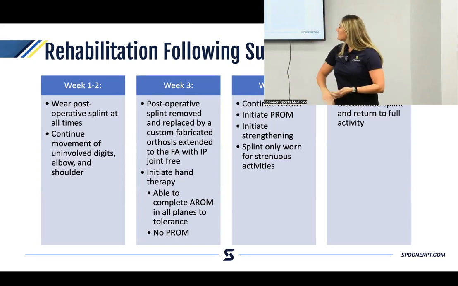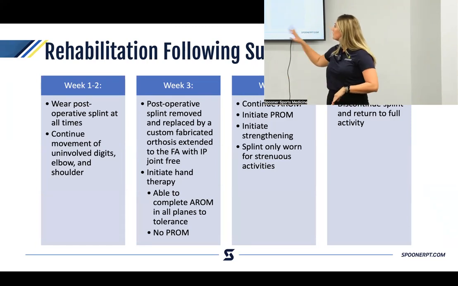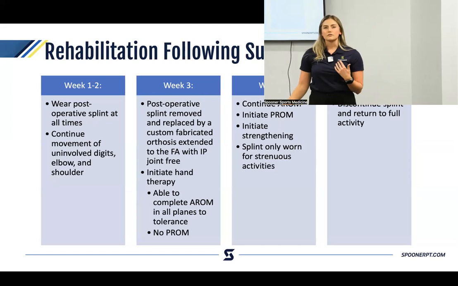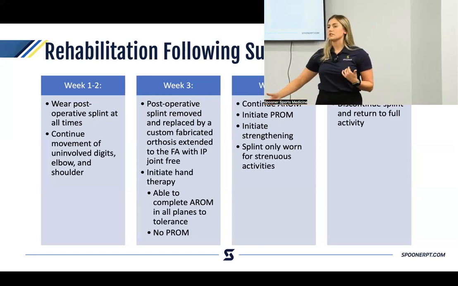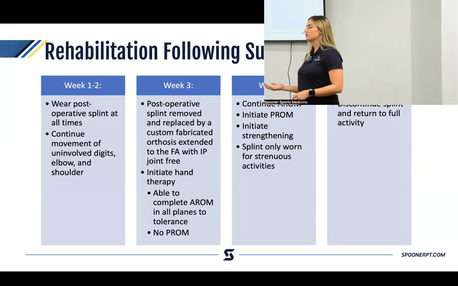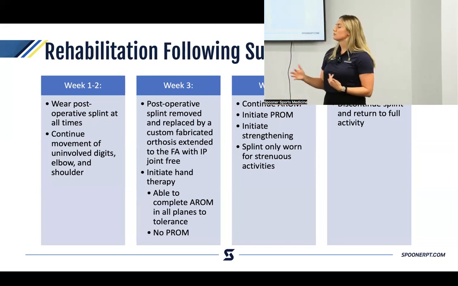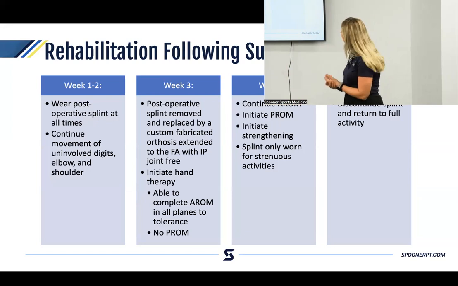So then we continue those exercises and you are continuing to wear that splint whenever you are not doing your exercises until about week 6. This is when you continue with those active range of motion exercises, but then we start to initiate at this time passive range of motion, which is where we are able to use that external force to make sure we are progressing your mobility back to functional limits.